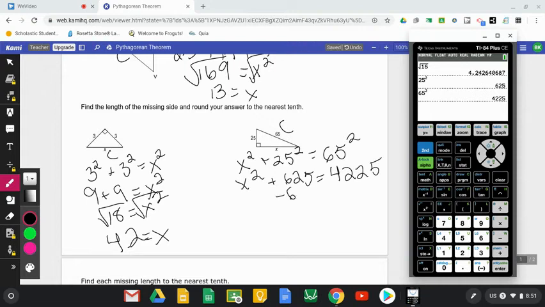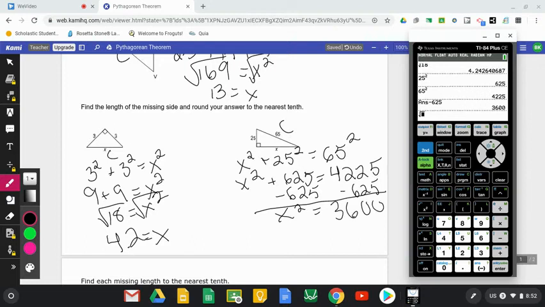Well, first I'm going to subtract both sides by 625. Got to get that x squared alone. So I have x squared equals that minus 625. 3,600. Take the square root of both sides. X is 60. Now, it says round to the nearest tenth. Well, there's no decimals here, so 60 is fine. We do not need to round.